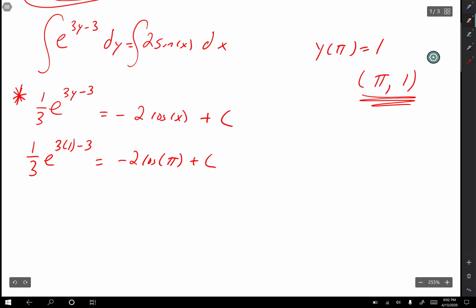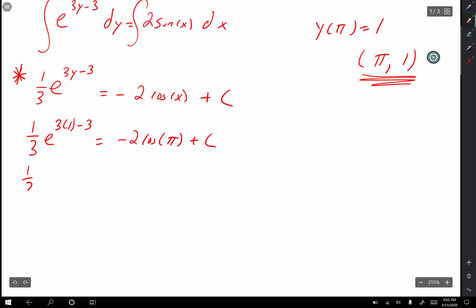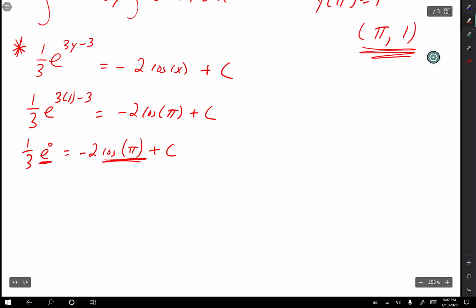You need a little bit of pre-cal, but it's not even that much, guys. So 1/3 e to the 3 minus 3 is e to the 0 equals negative 2 cosine pi. Cosine of pi is negative 1. So e to the 0 is 1, guys. So 1/3 times 1 is 1/3 equals, and then a negative times a negative is a positive, so 2 plus c. That means that c must equal 1/3 minus 2.